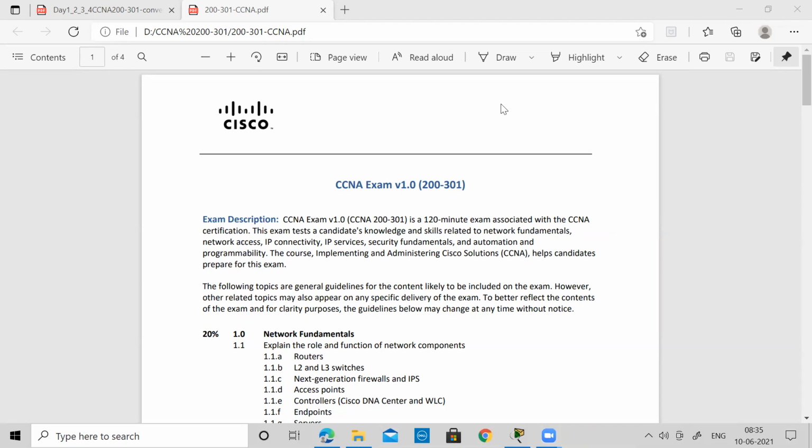So, in our previous class, that is yesterday, we just discussed the blueprint of Cisco certification 20301, that there are 6 modules, what the weightage of the 6 modules is, and how we are going to get through these 6 modules. I also discussed the different kinds of network devices on Packet Tracer.